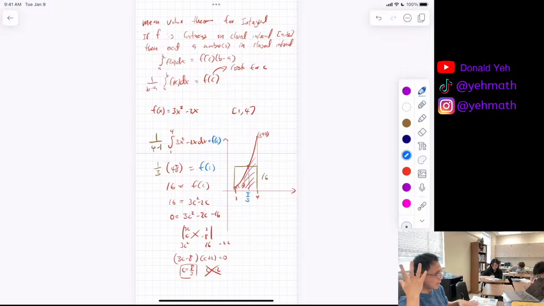It's not hard. It's just talking about average value. Which x value could be the average value? We go back to the original equation. That c value is actually one of the values in the interval.